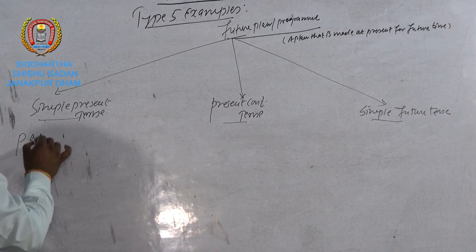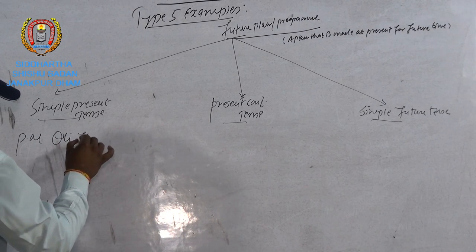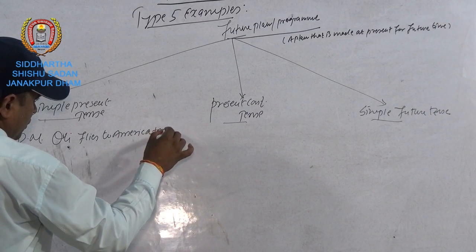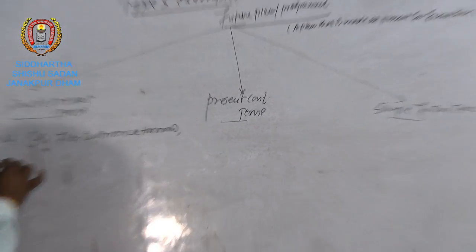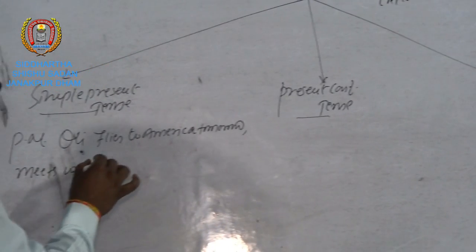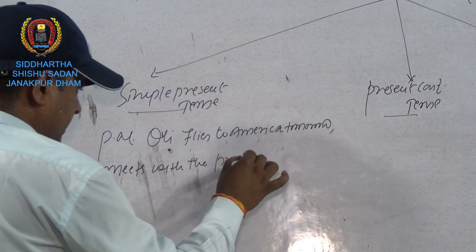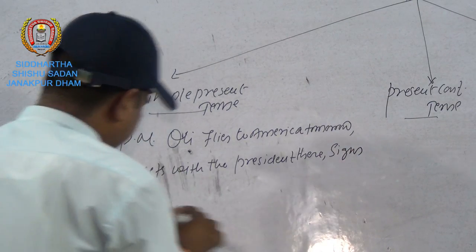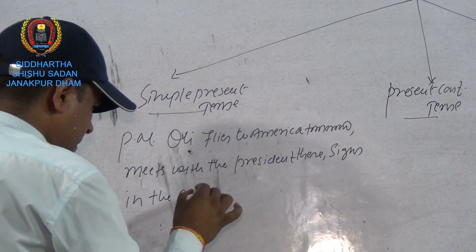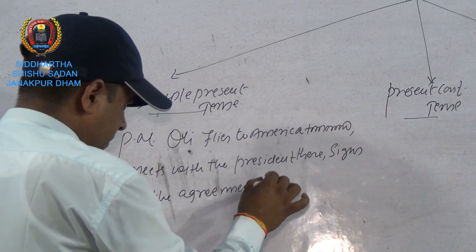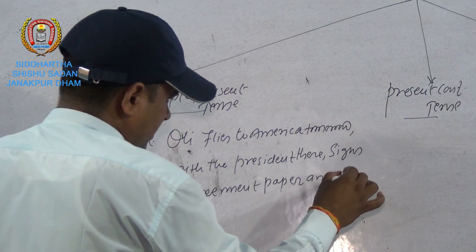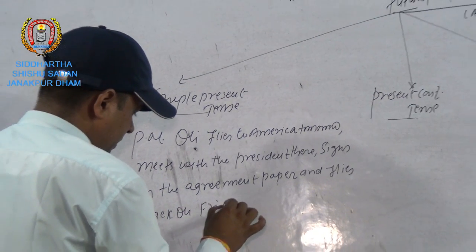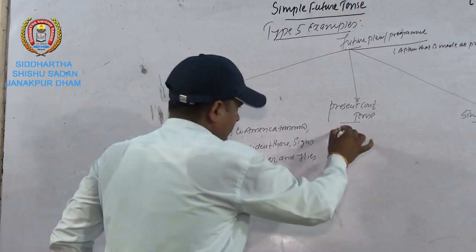PM Oli flies to America tomorrow, meets with the president there, signs the agreement paper, and flies back on Friday. Okay. Let's see another example under present continuous tense here.